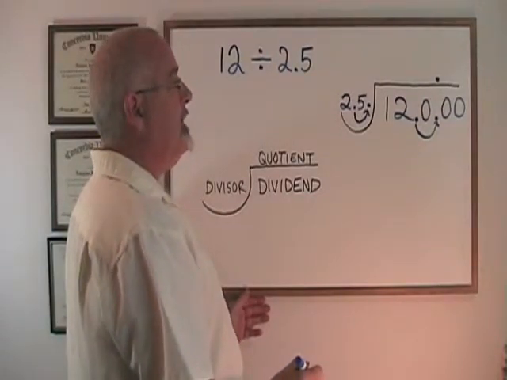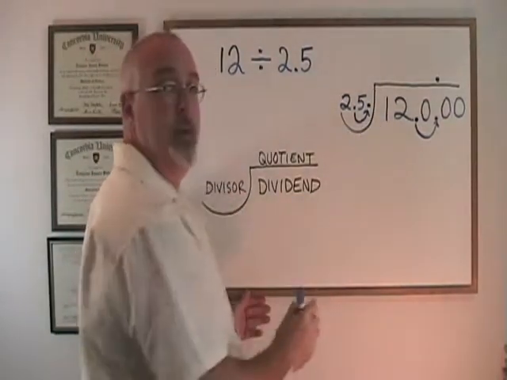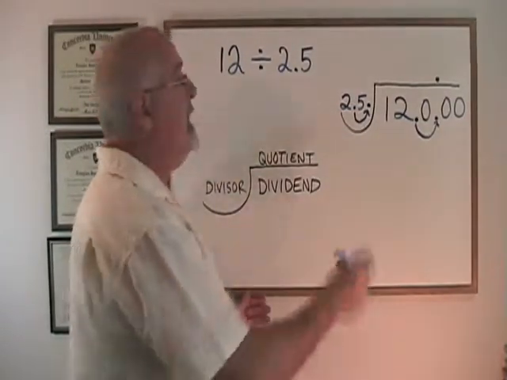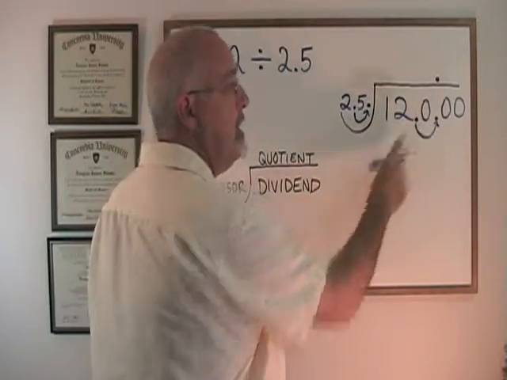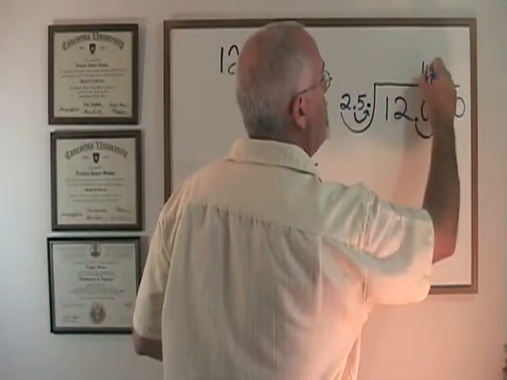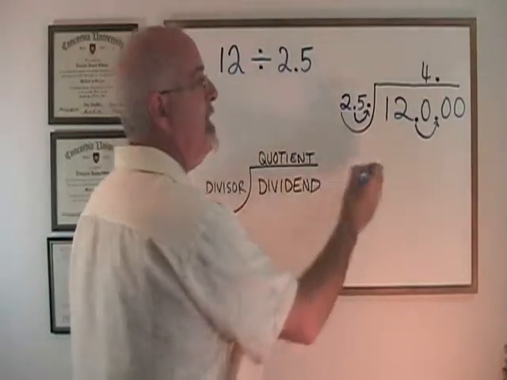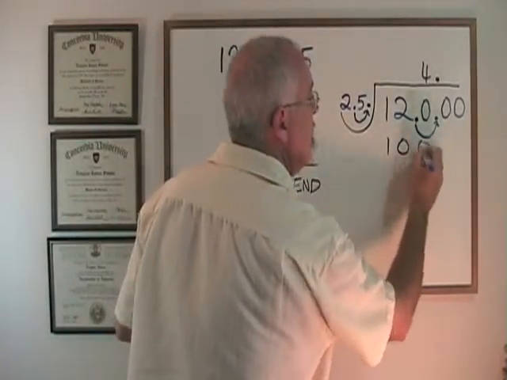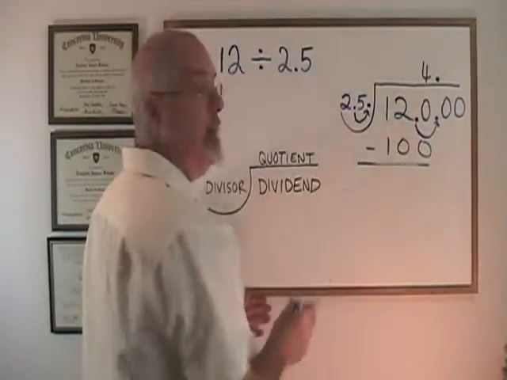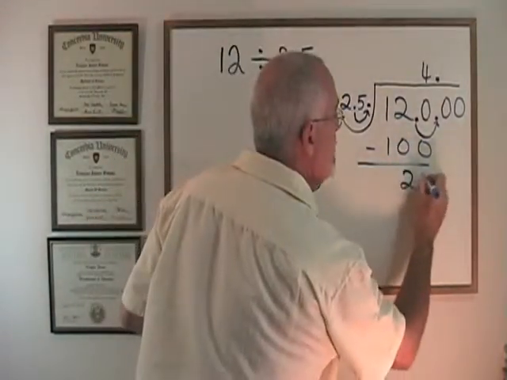I ask myself the question, does 25 fit into 1? No. Does 25 fit into 12? No. Does 25 fit into 120? Yes. 4 times with some left over. So I put the 4 here. 4 times 25 is 100. I write that here, and I have to subtract. 120 minus 100 is 20.